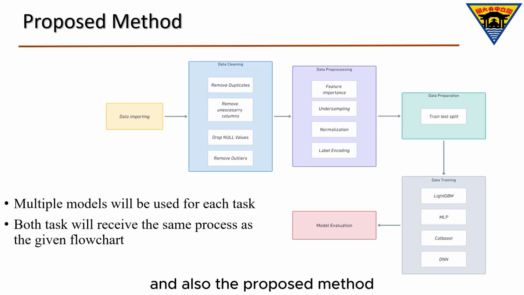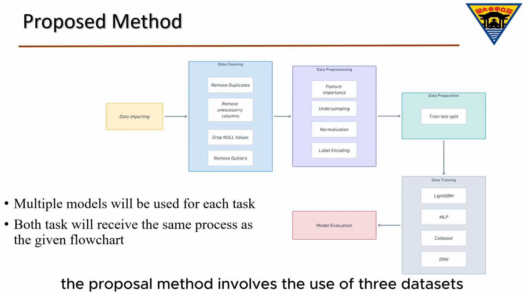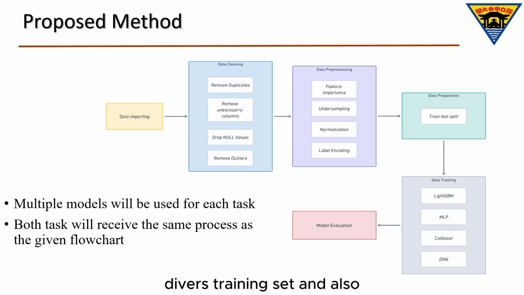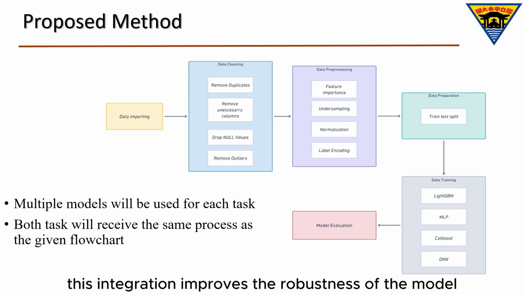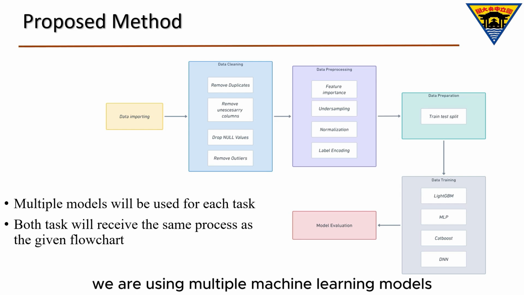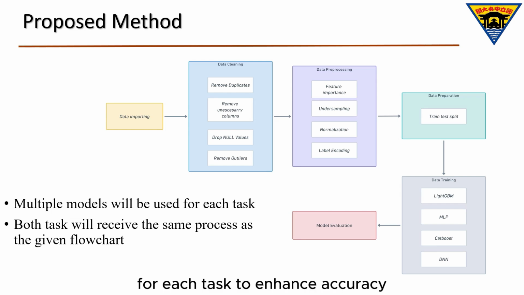And now the proposed method. The proposed method involves the use of three datasets which are merged to create a comprehensive and diverse training set. This integration improves the robustness of the model and also increases the sample size. We are also using multiple machine learning models for each task to enhance accuracy, and in this process we include careful feature selection and optimization to achieve the best results.